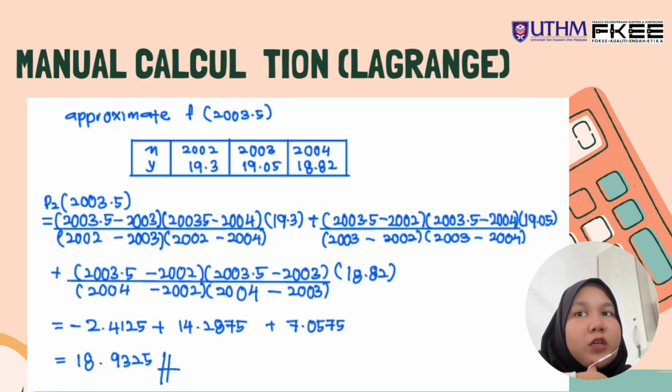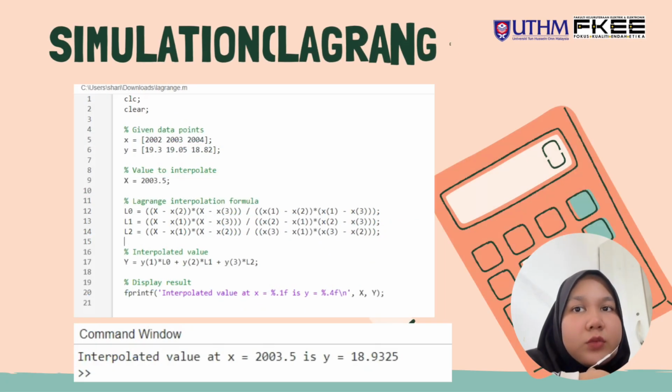I would like to explain method 2 of our question, which is Lagrange. For the Lagrange, we just fill in the equation based on the formula given, and then at the end we just add every equation and get the answer. For the simulation, we just fill it into MATLAB, and then we rewrite all the equations the same as the manual calculation, and then we run and we get the same answer, similar to our manual calculation.